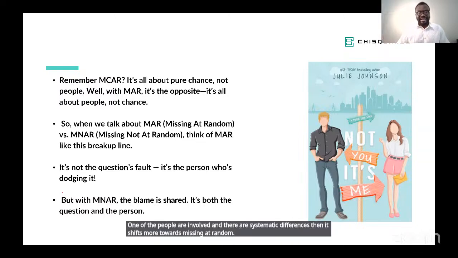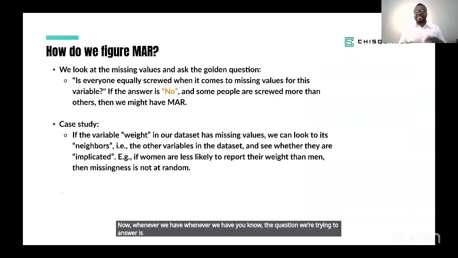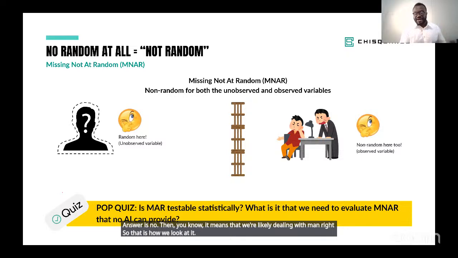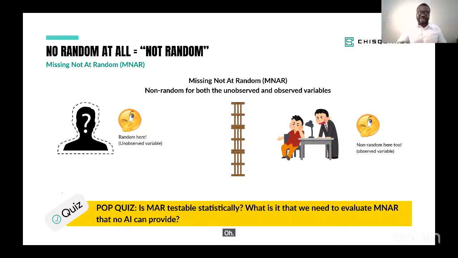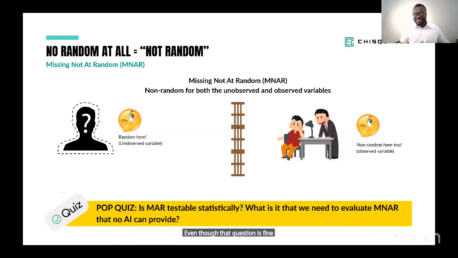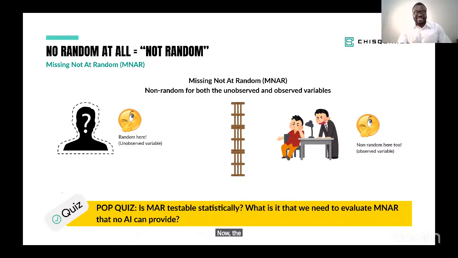Now, whenever we have MAR, the question we're trying to answer is: is everybody equally screwed? If the answer is no, then we're likely dealing with MAR, right? So that is how we look at it. MCAR has to do with chance, like some really bad luck happened and we didn't get our responses. MAR has to do with people, not just chance. There's something about these people that makes them not want to answer that question. Even though the question is fine, these people just don't like it for whatever reason.